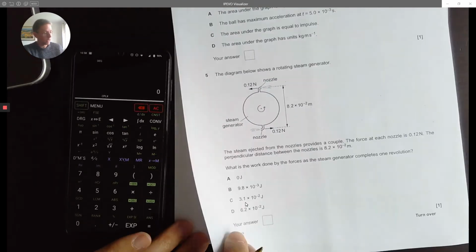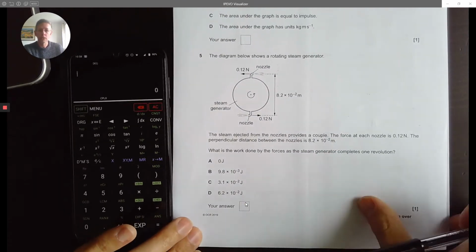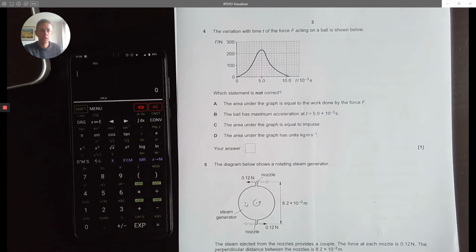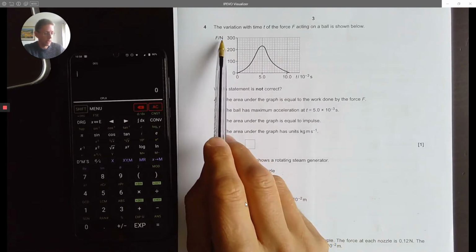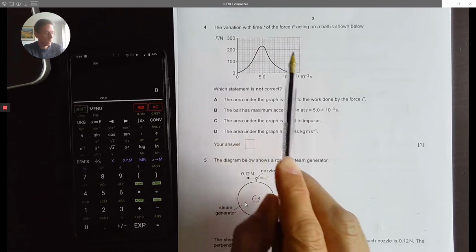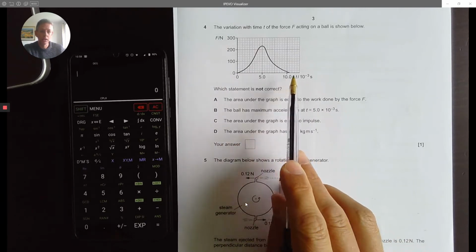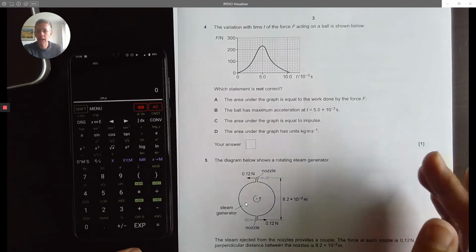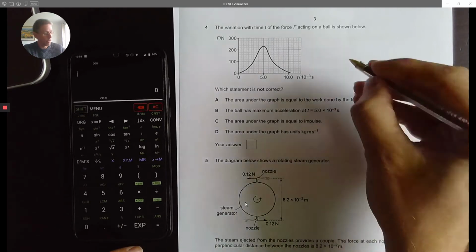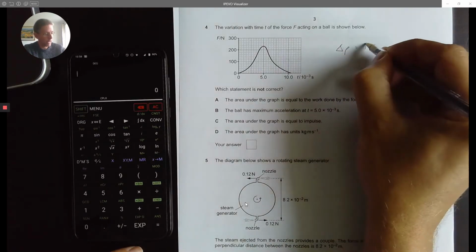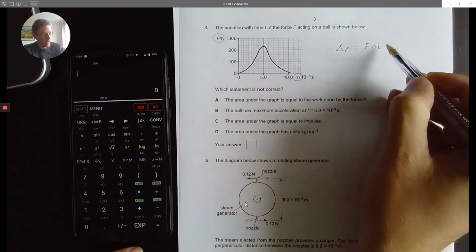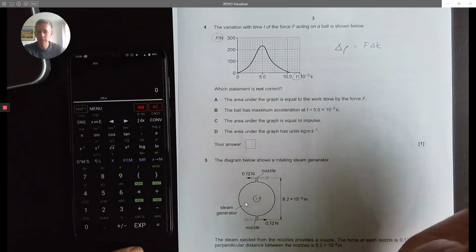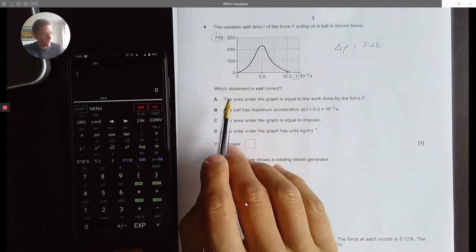Okay, turning over the page. Question 4. Okay, so check your axes first. This is force against time. So you should already be thinking things like momentum, impulse, formulas like delta p equals F delta t. As soon as you see the t there and the F there, you should be in this zone. Momentum, impulse, this formula. Okay, which statement is not correct?